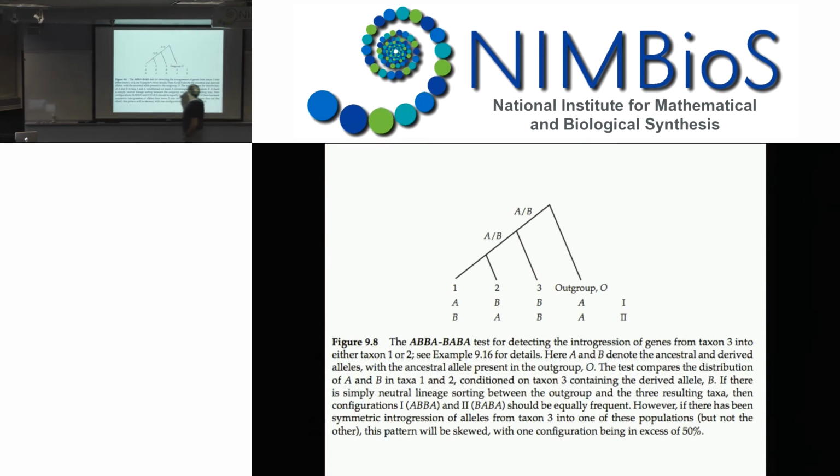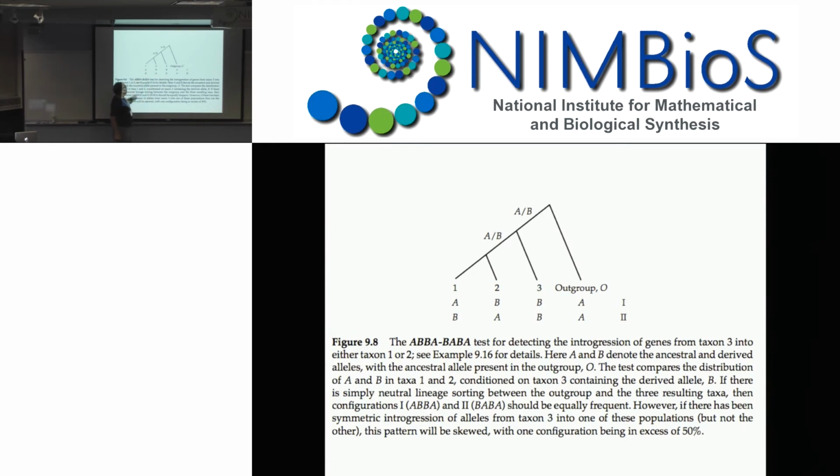It's called Abba-Baba because I have an outgroup, two sister species, and a relative. I look for an allele that in the outgroup is different than in the sister group, so the allele arose there. Then I'm looking at that same allele, which occurs differently fixed in A and B. So in this junction, I was segregating A and B. So one pattern is I could see Abba, A, B, B, A, or Baba, B, A, B, A.